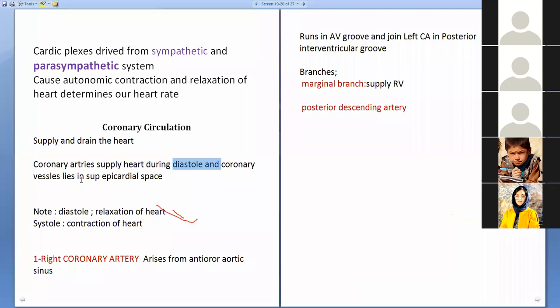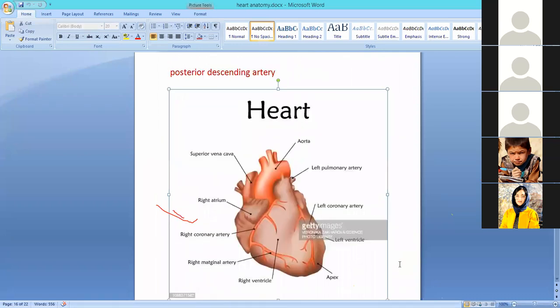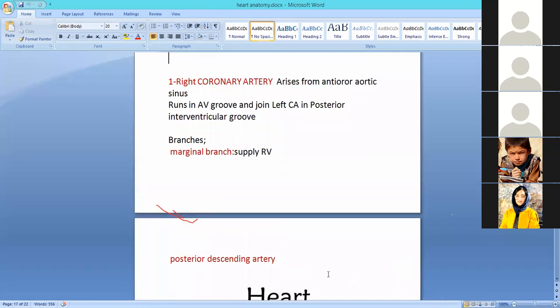The coronary vessels lie in the subepicardial space. Okay? So we will discuss that the heart has two major vessels: right coronary artery and left coronary artery. Right? So we will discuss it one by one. Let's discuss the right coronary artery first. Right coronary artery arises from the aortic sinus, the anterior aortic sinus. We discuss what is the aortic sinus: it is the dilatation at the base of the aorta. Okay, where does it run? It runs in the AV groove, atrioventricular groove, and then joins the left coronary artery and posterior interventricular groove. I will explain it. Okay, it has two branches: right marginal branch and posterior descending artery.